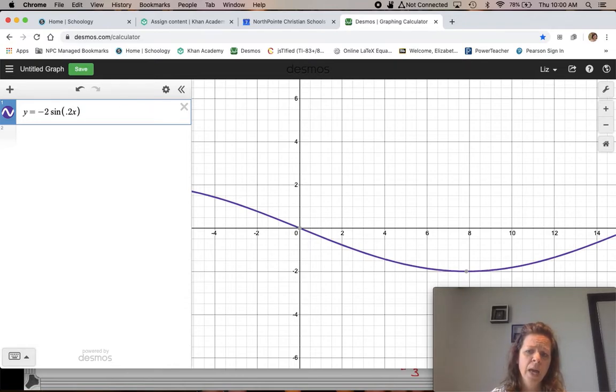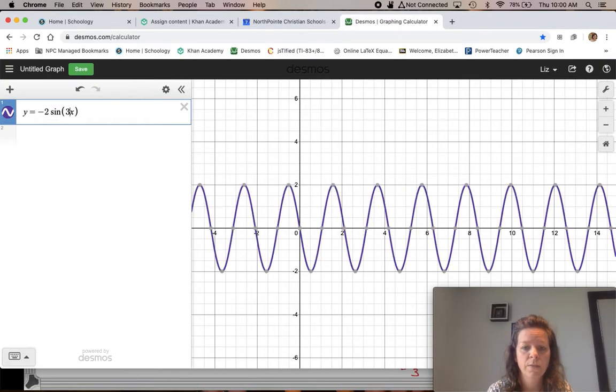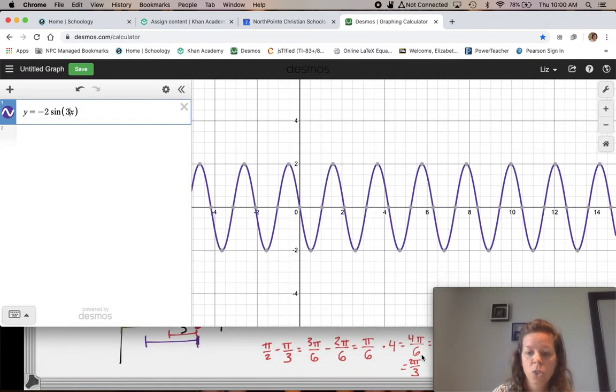But how can we find the period from the equation? It has to do with this number that's right here. The first problem we did had a 3 there, so we'll go ahead and put that 3 back, and the answer we got was 2 pi over 3. That is the general rule: 2 pi divided by this number that's multiplied with the x. We call that the b value. 2 pi divided by the b value.